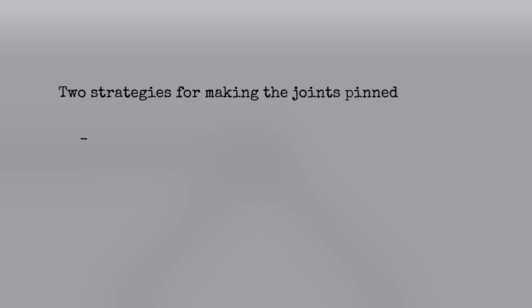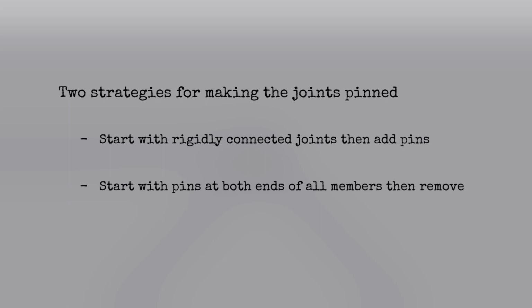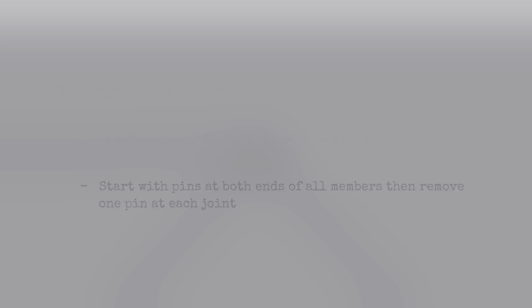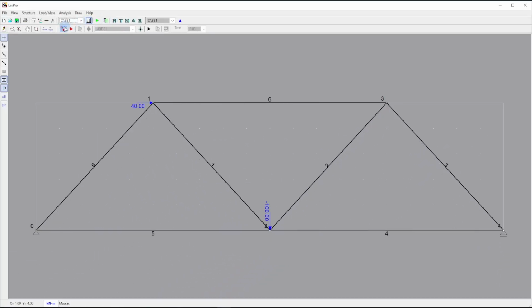There are 2 strategies for making the joints pinned. Either start with rigidly connected joints, then add pins, or start with pins at both ends of all members, then remove one pin at each joint. Starting with no pins is the more intuitive option, but Dr. Jim prefers to start with pins everywhere. You're encouraged to try both strategies to find out what works best for you. Here's how Dr. Jim would go about making the frame pinned.